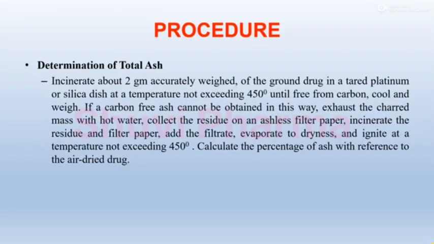Determination of total ash. For that, incinerate about 2 grams of drug in a tin, platinum or silica dish at a temperature not exceeding 450 degrees until free from carbon. Cool and weigh. If the carbon free ash cannot be obtained in this way, then exhaust the charred mass with hot water. Collect the residue on ashless filter paper, incinerate the residue and the filter paper, add the filtrate, evaporate to dryness, and ignite at a temperature not exceeding 450 degrees. Calculate the percentage of ash with reference to the air dried drug.